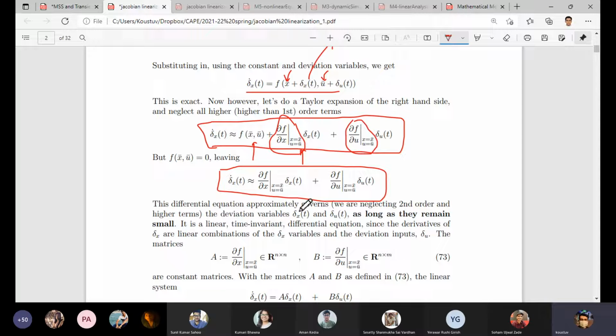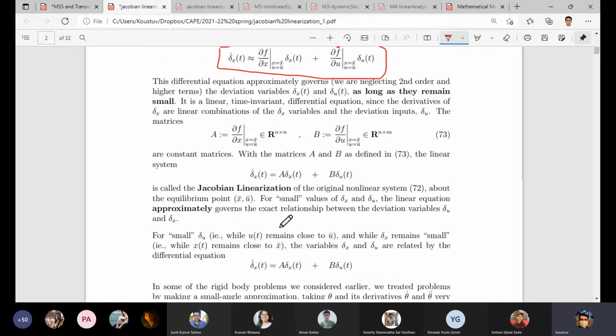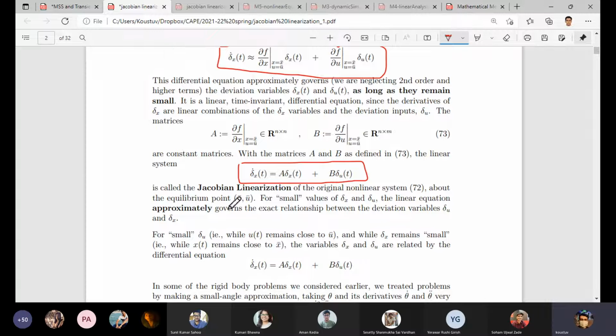So basically the change in deviation variable with respect to time is, this is the step we have reduced it. And that is a linear combination of delta x and delta y with the constant coefficients associated with it, right? So basically this is what we write. And this type of equations we typically call the Jacobian linearizations.